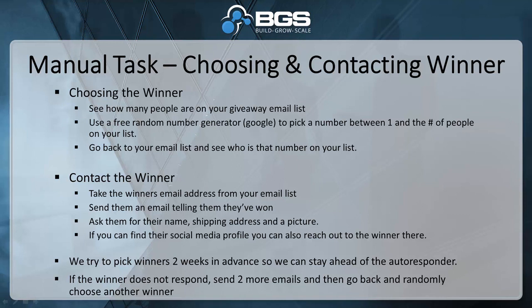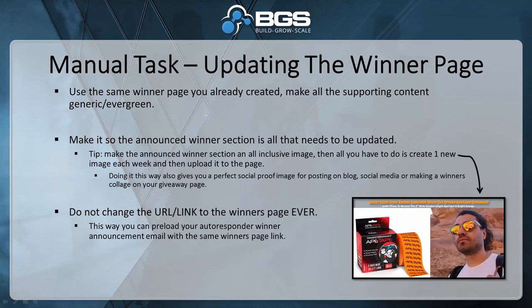Now, if the winner does not respond, send 2 more emails, and then go back and randomly choose another winner. If they don't respond to any of those 3 emails, just repeat the process again and find another winner off your list, contact them, get their name, address, and picture, and move on, okay? This is manual. Like I said, it's data entry type stuff. Anybody can do it.